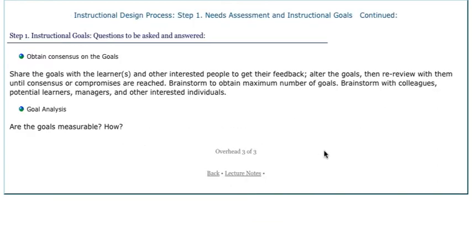Let's go back to the instructional goals overhead. That's the end of the lecture for the needs assessment and instructional goals, step 1.